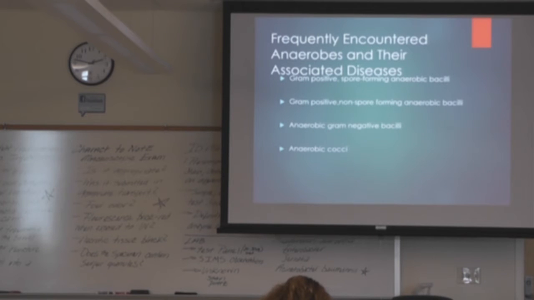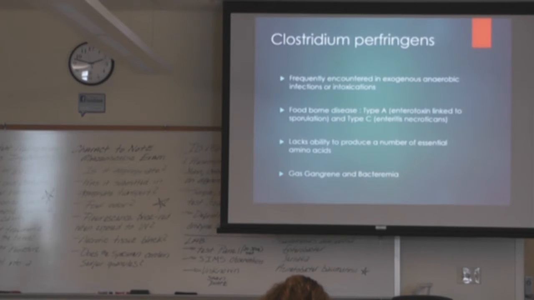Okay. So this would be the list of basically the frequently encountered anaerobes and their associated diseases. Okay, so you have gram-positives, and then you have anaerobic gram-negative bacilli, and then just anaerobic cocci. But we're going to go into more detail about these. So the first one I want to talk about is Clostridium perfringens. This one is really associated a lot of times with contaminated food, like people that can things and they don't can them properly and it's not under the correct pressure or temperature, that can happen and you can get an infection that way.